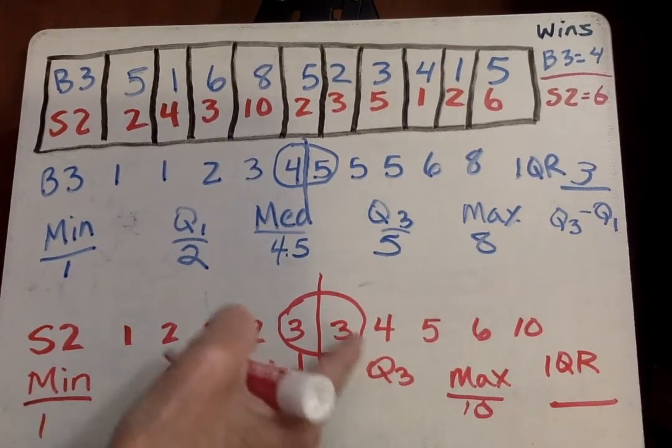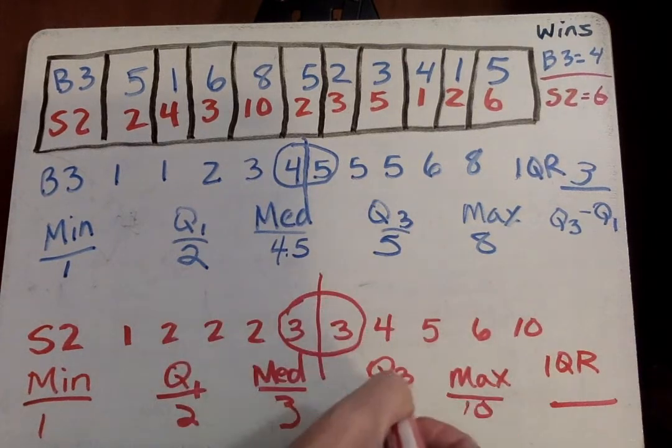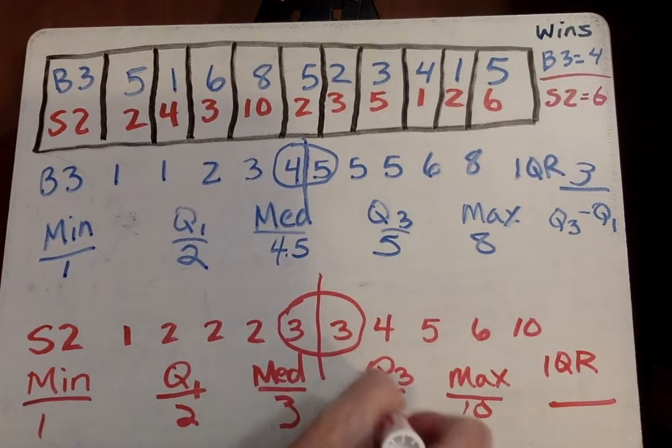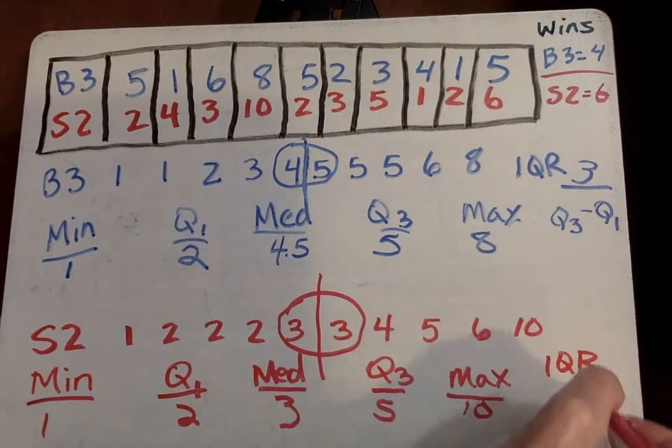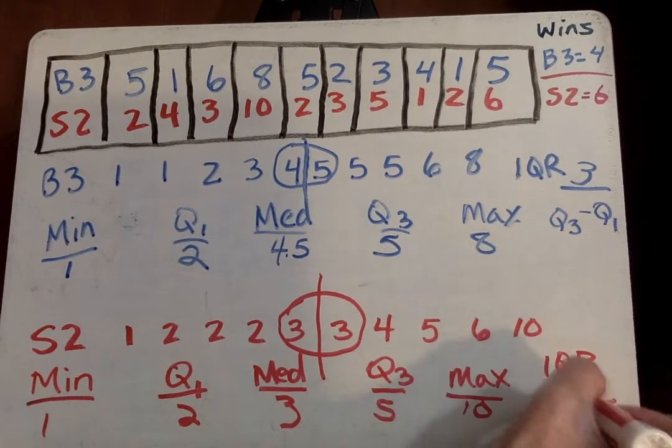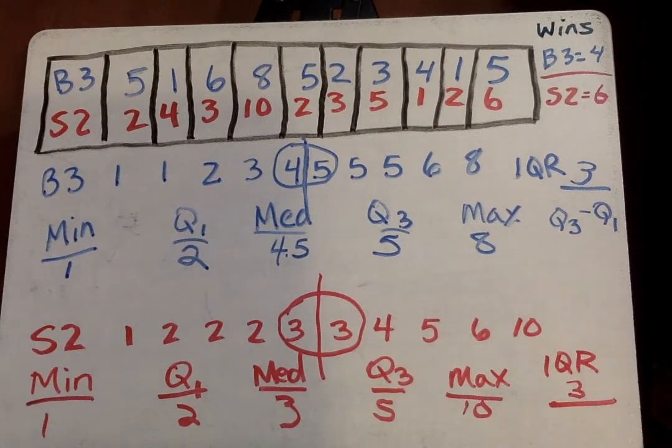Okay, the quartile 3, we have 5 numbers there. So 5 is going to be the middle number there. Now, our interquartile range, 5 minus 2 is going to be 3. Okay, so there we have all of our data points that we need to do our box and whisker plot.